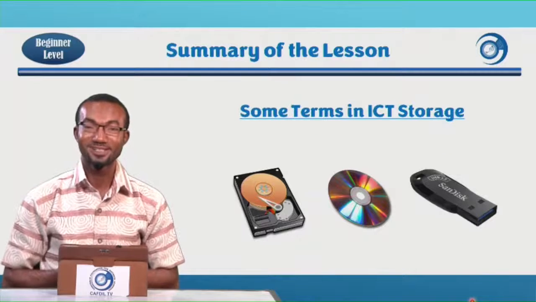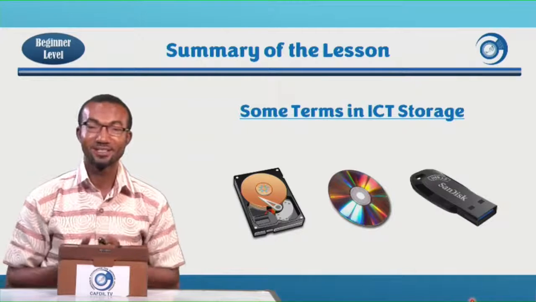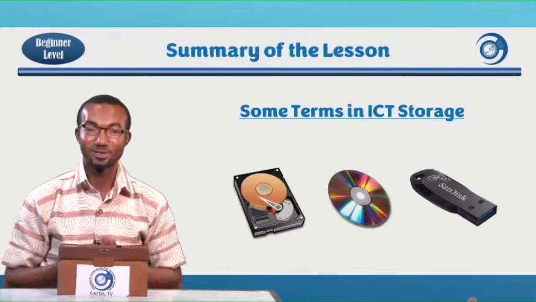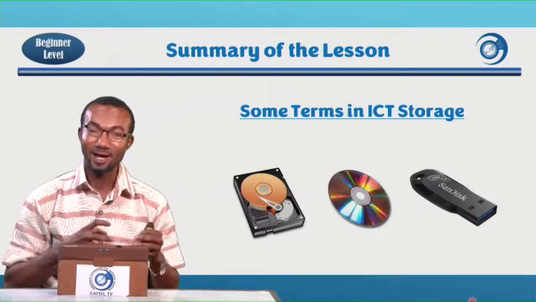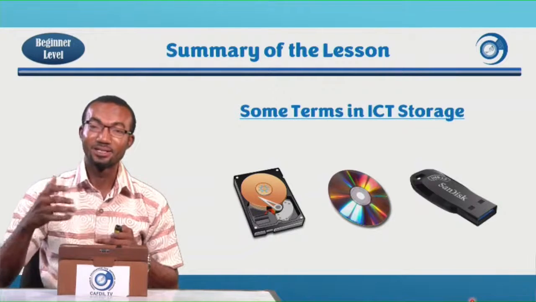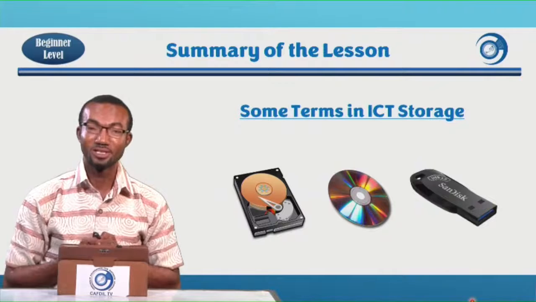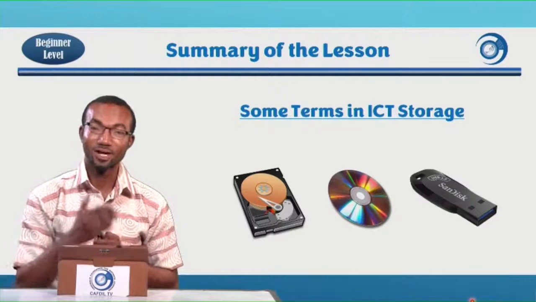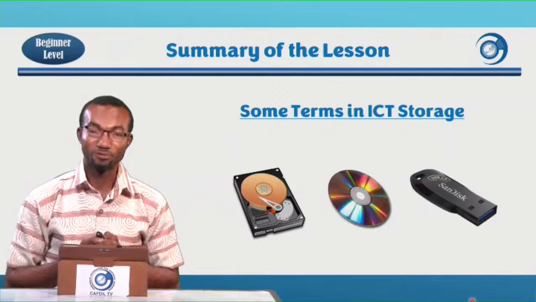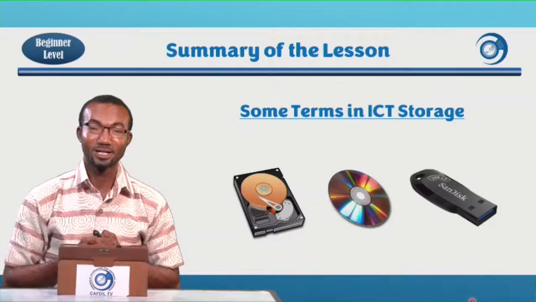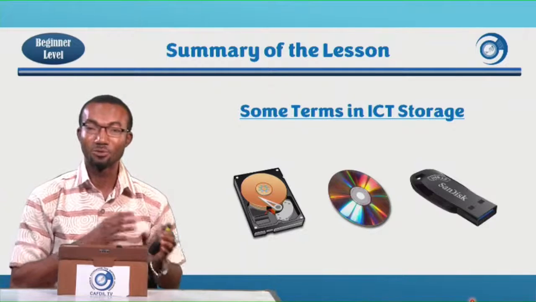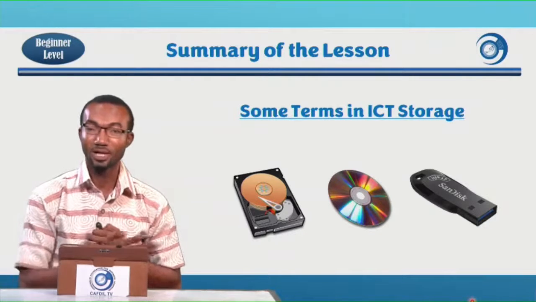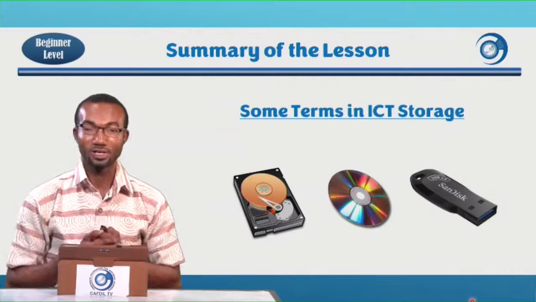Good. So viewers, we are almost at the end of the lesson, and today we went through some terms that are used when it comes to ICT storage. We started with the sequential or serial access. That is how data is being retrieved from a storage media, and with the serial access you have to go through each record before you can get to the required record that you want. And we also talked about the direct access, where you can go straight to the record you are looking for without passing through all the records on the media.